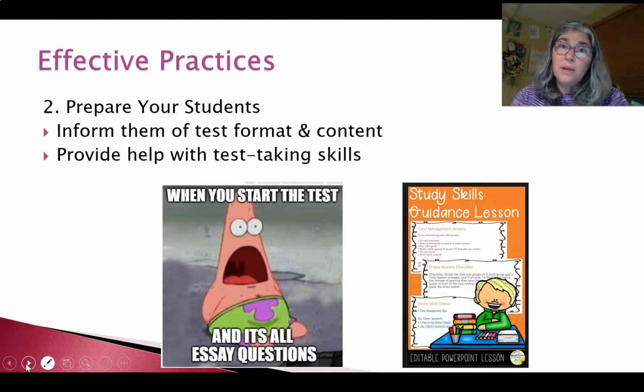And you should probably give them some sort of help when it comes to test-taking skills. What do you know about their study skills? How do they study? How should they study for your test? All of that can help prepare them for your exams. I think this also goes along with the idea of don't make assumptions about your students. Don't assume that they know what the test is going to be like or assume that they know how to study for it. You need to help prepare them.